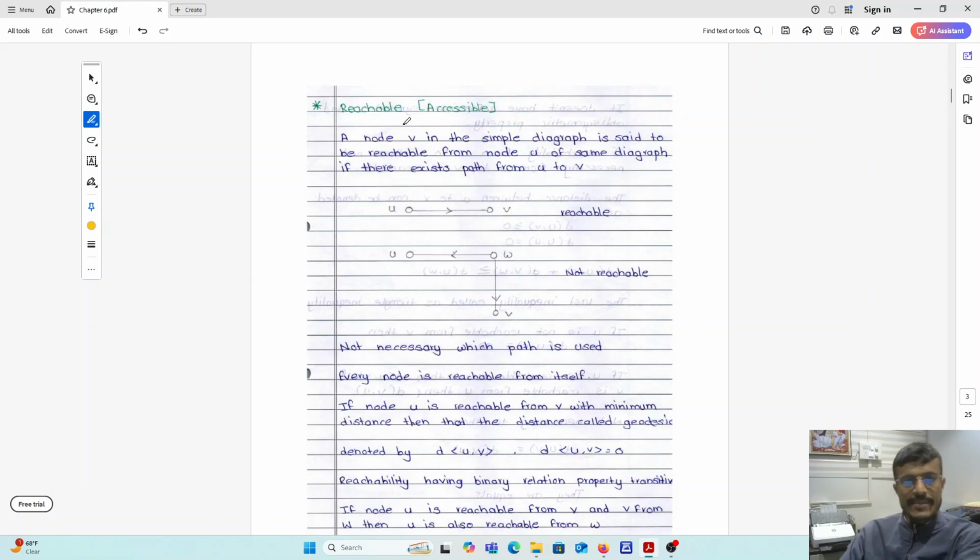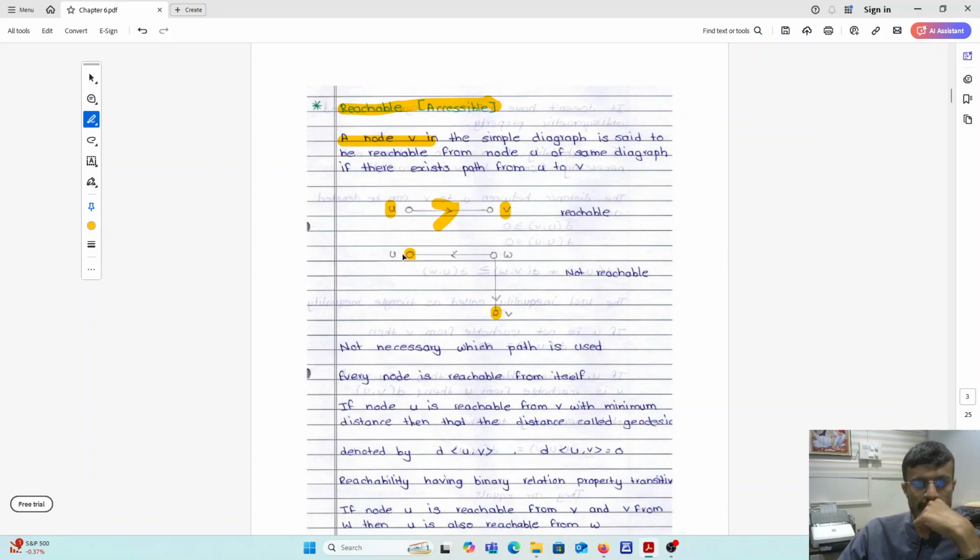Then next one, accessibility or reachability, accessible or reachable point. So you can say here a node V is reachable from U. You can go in the direction U to V, meaning V is reachable from U, but U is not reachable from V. Likewise, this V is not reachable from U, and vice versa. This U is also not reachable from V, and V is not reachable from U.